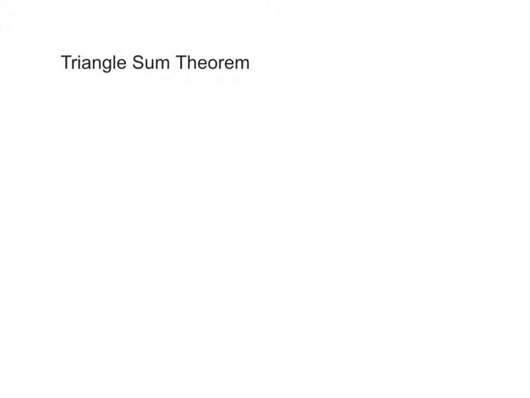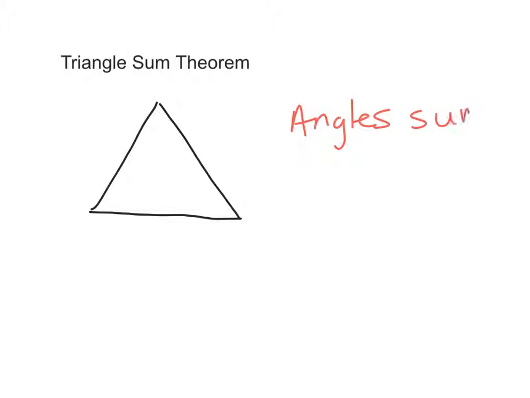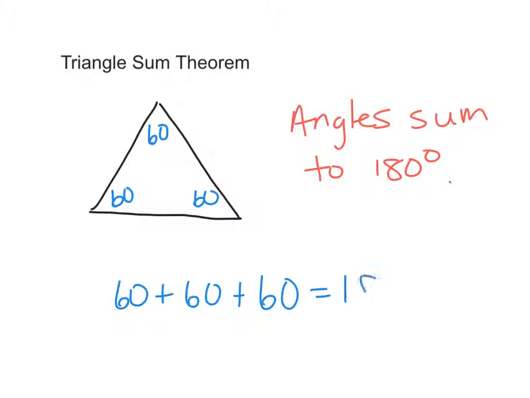In this lesson, we are going to learn about the triangle sum theorem. The triangle sum theorem says that if you have a triangle, all the angles in that triangle need to add up to 180 degrees. So the angles sum to 180 degrees. For example, in this triangle, if this angle was 60, and this angle was 60, and this angle was 60, if you do 60 plus 60 plus 60, it equals 180 degrees, because all the angles in a triangle always add up to 180 degrees.